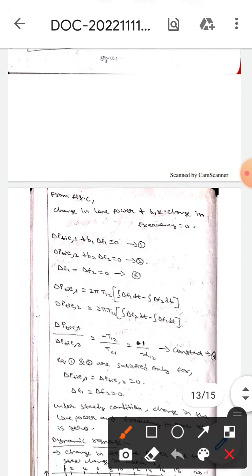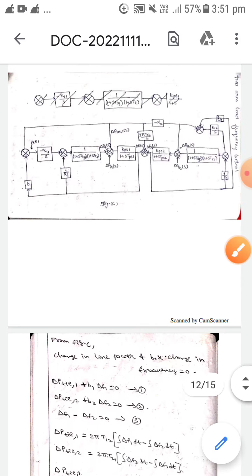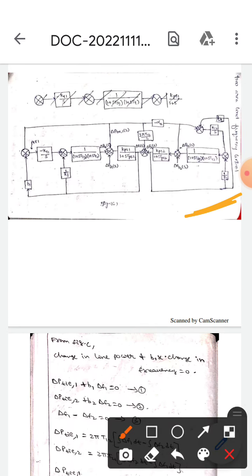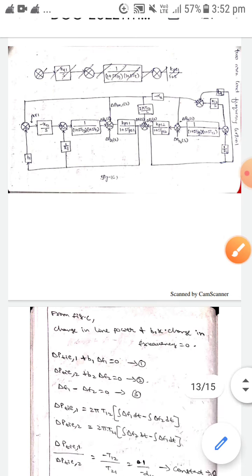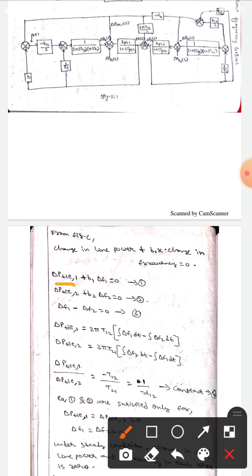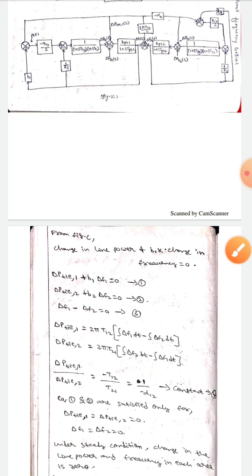From the above figure, we can say that change in line power plus B1 times change in frequency equals 0, which means delta P_tie,1 plus B1 into delta f1 equals 0, let it be equation 1, whereas delta P_tie,2 plus B2 into delta f2 equals 0, let it be equation 2, whereas delta f1 minus delta f2 equals 0, let it be equation 3.